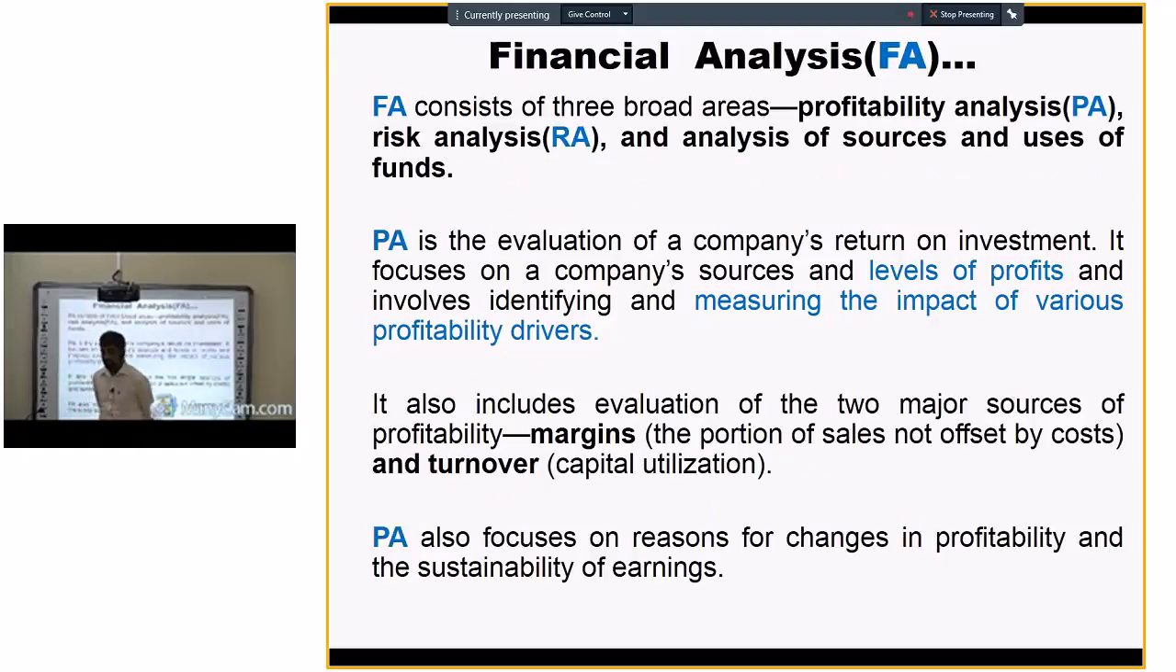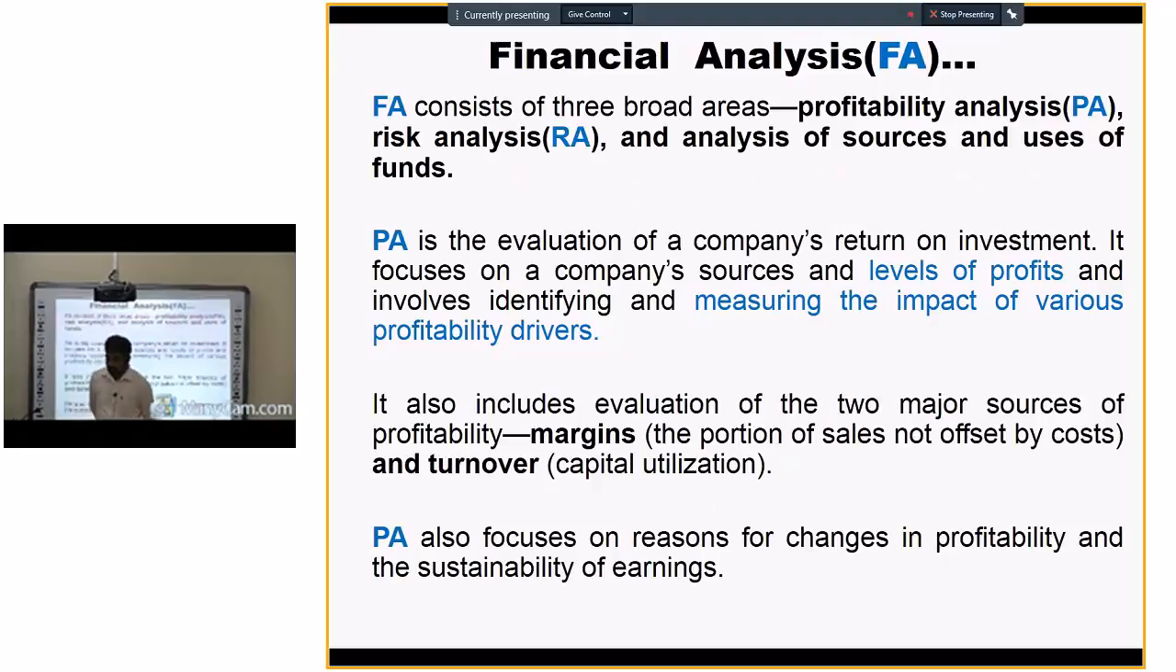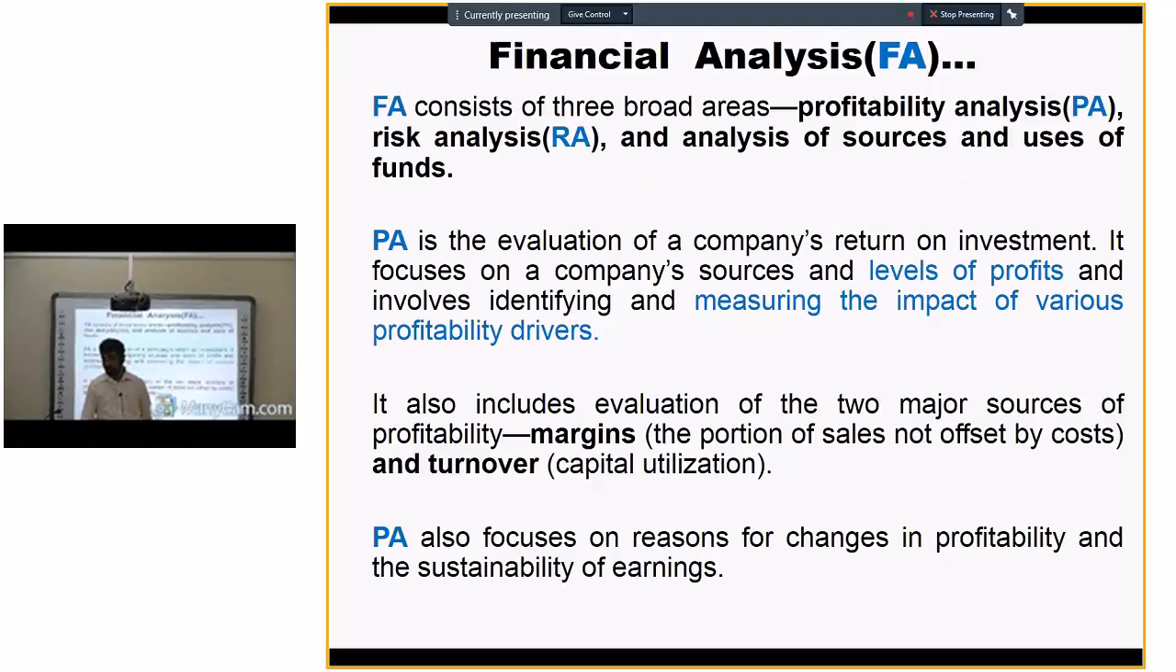Profitability analysis is the evaluation of a company's return on investment. It focuses on the company's sources and level of profits and involves identifying and measuring the impact of various profitability drivers. It also includes evaluation of the two major drivers of profitability: margins and turnover. Profitability analysis also focuses on reasons for changes in profitability and sustainability of earnings.